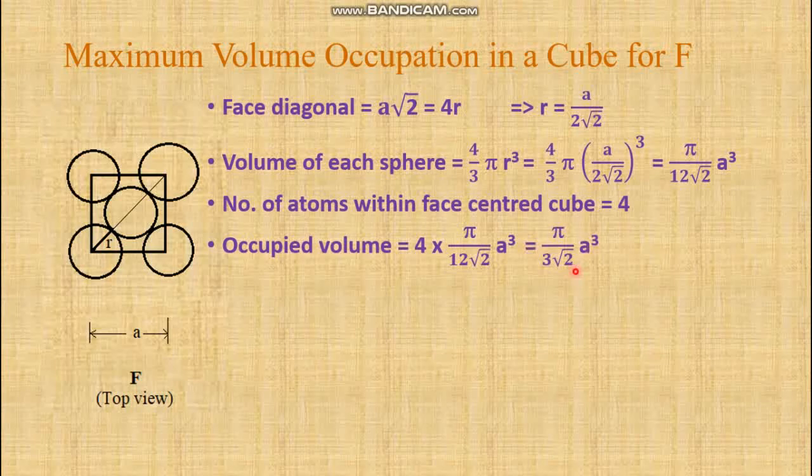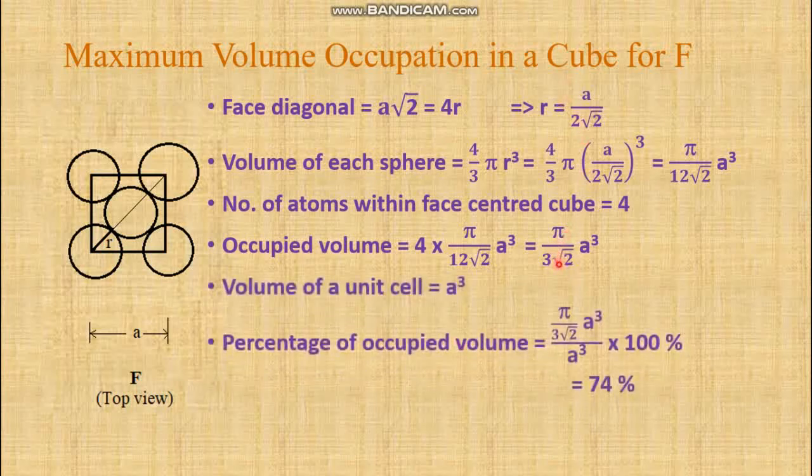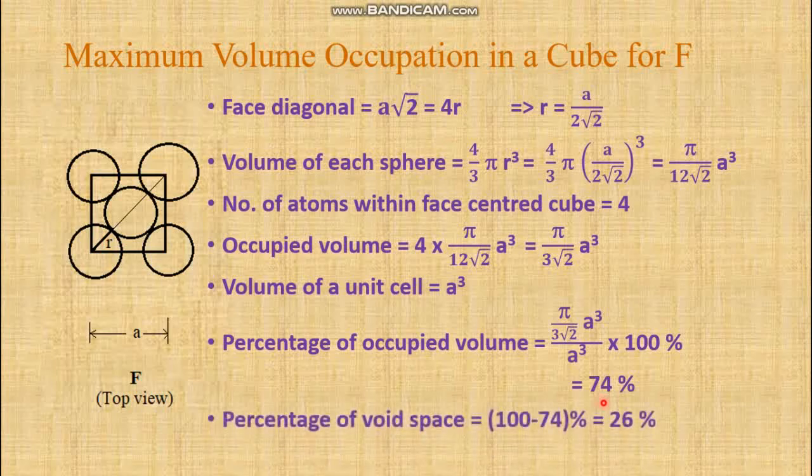Now what is the overall volume of the unit cell? Which is actually a cube. So the fraction is pi by root 3 a cube divided by a cube. This is the fraction of volume occupancy. So if you multiply this by 100, then you will get the percent occupancy, which is actually 74%, which is the highest volume occupation. So the void space is lowest, which is 26%.